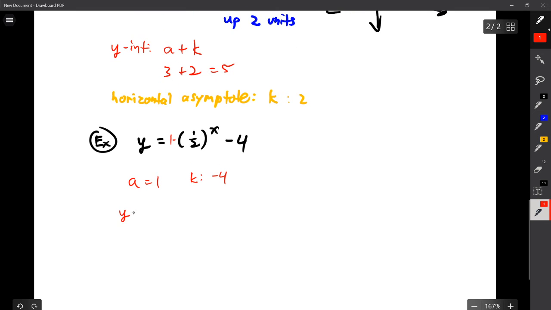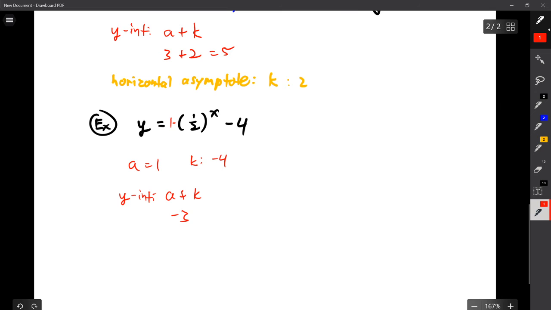Okay, so what's my y-intercept? My y-intercept is a plus k. So that's 1 plus a negative 4. What is that in this case? That gives me a negative 3. So I'm going to cross the y-axis at negative 3. And then what is the horizontal asymptote? What is serving as kind of the ground of my function? That is this k value of negative 4.